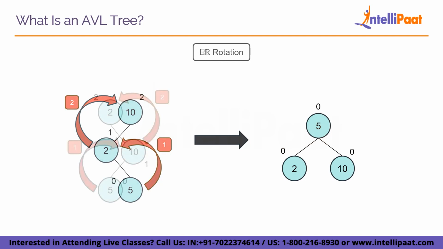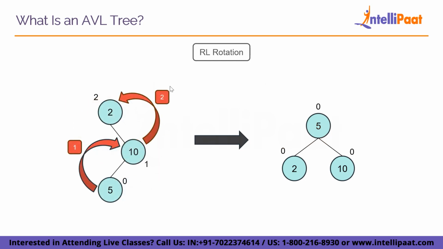The RL rotation is again the mirror image of LR rotation. To make this balanced, we will first swap the places of 5 with 10 and then we'll do a complete left rotation, resulting in this kind of balanced tree where this 5 will be the parent and 2 and 10 will be its children, resulting in 0 balance of the AVL tree.